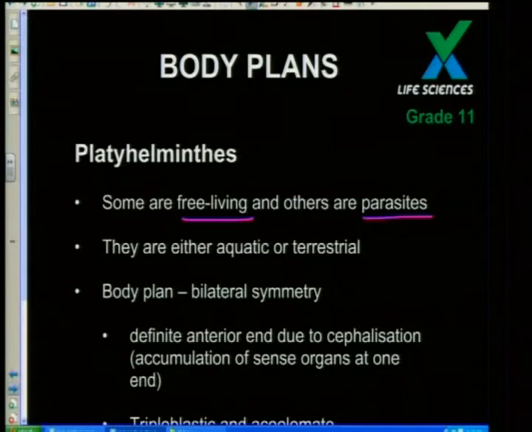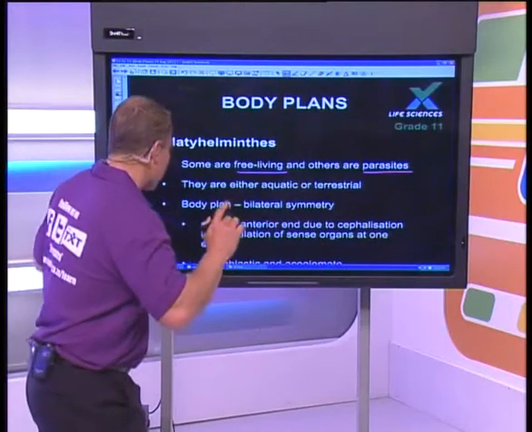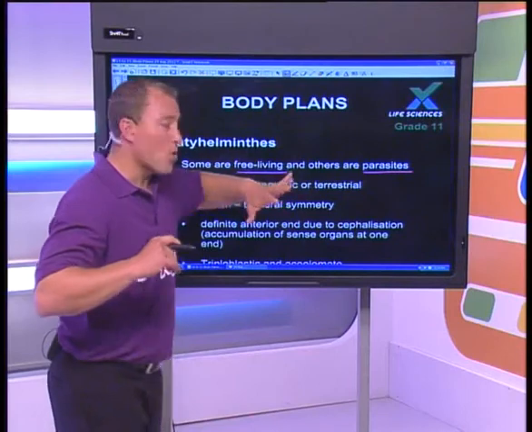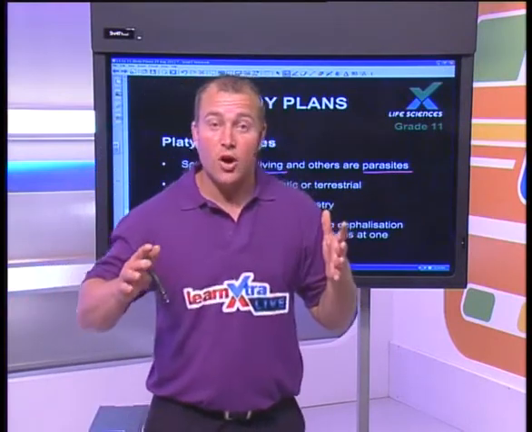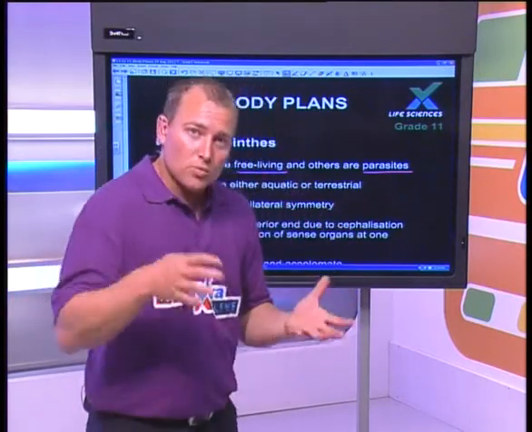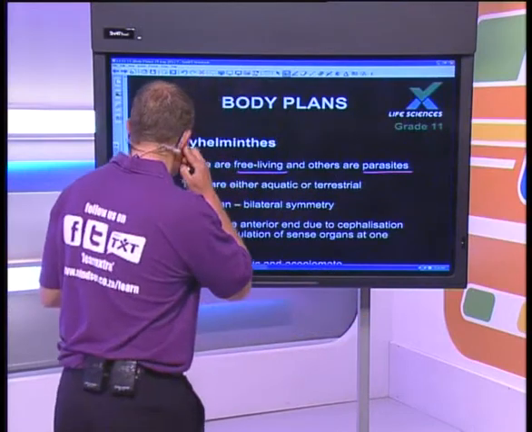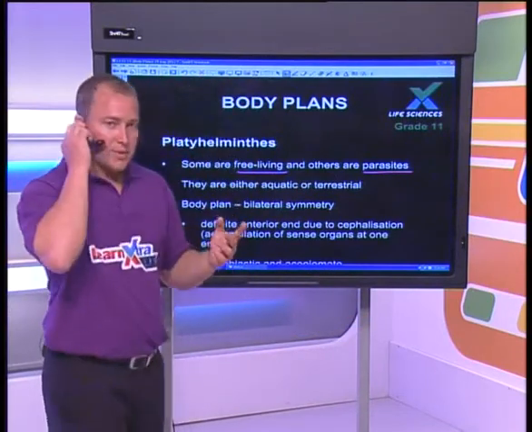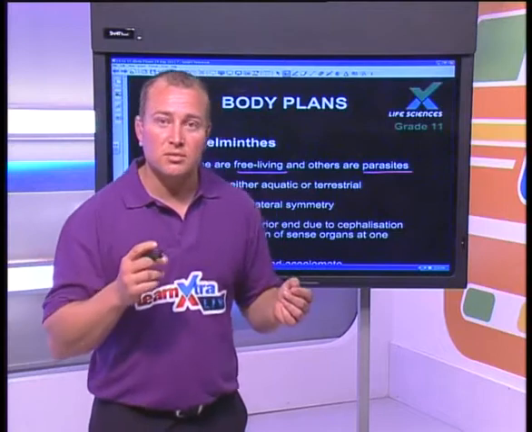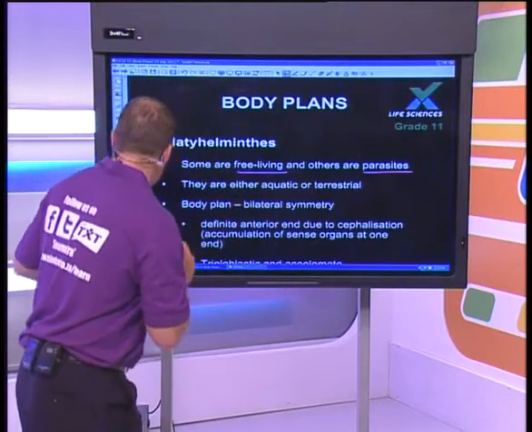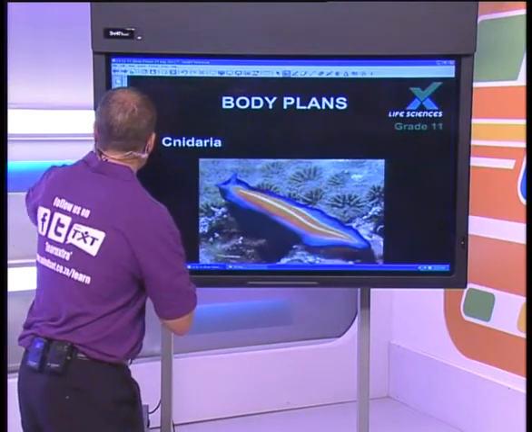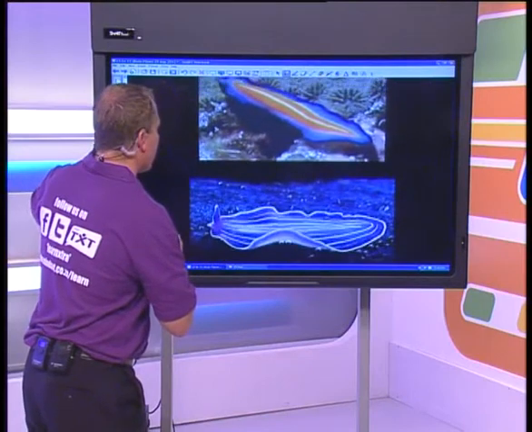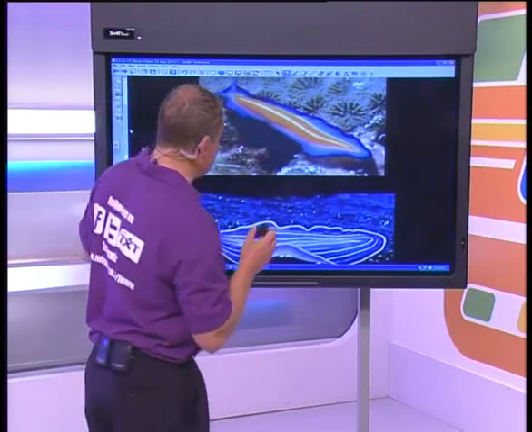Now, between the two of them, there's something very special about the one and something very special about the other. Now, let's have a look at it. They are either aquatic or terrestrial, which means they live on land or in water. It's quite nice. The body plan of them is bisymmetrical. Remember, if I had a look at it, right? There we go. They are bisymmetrical.